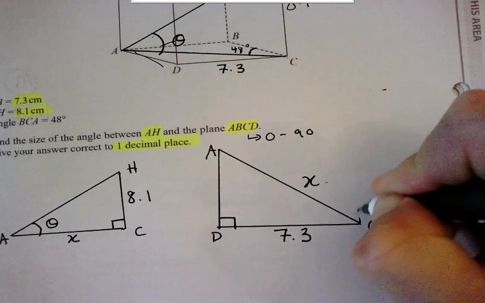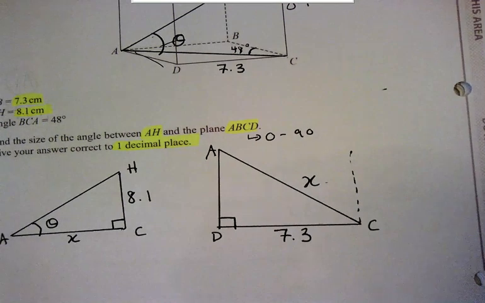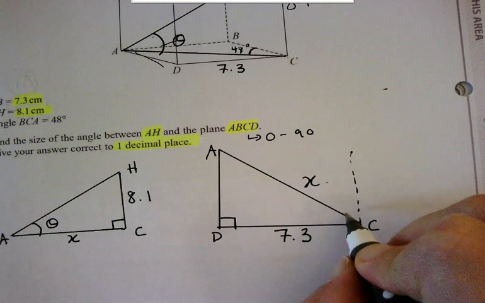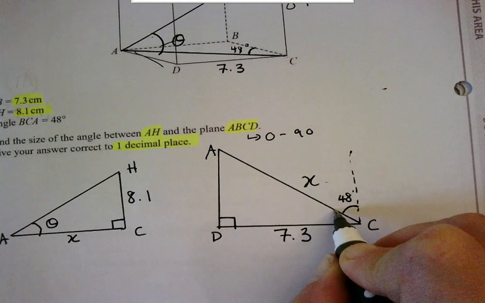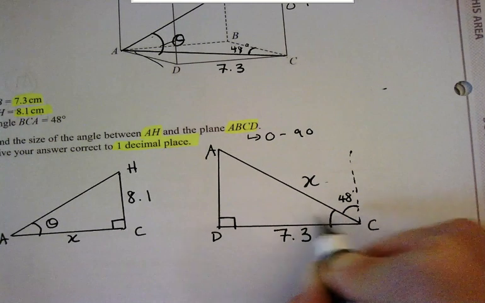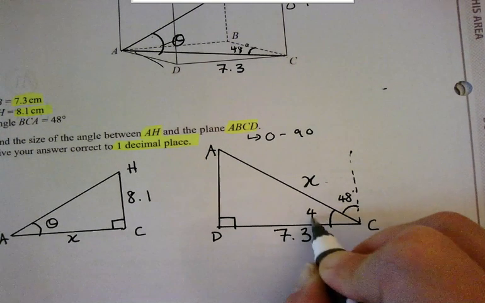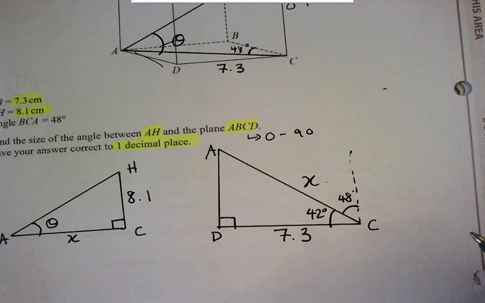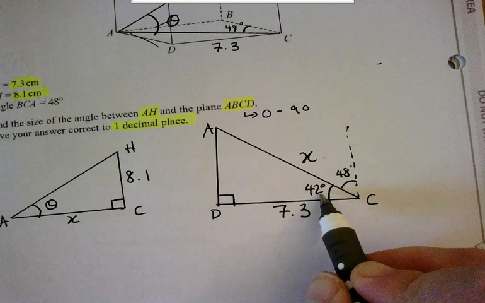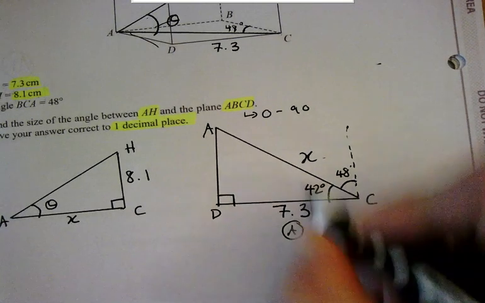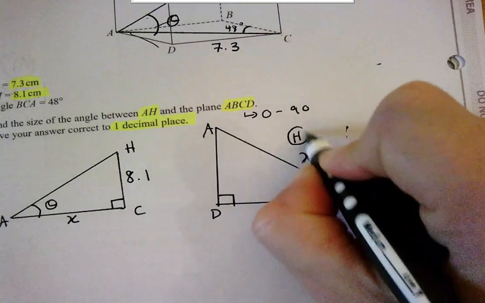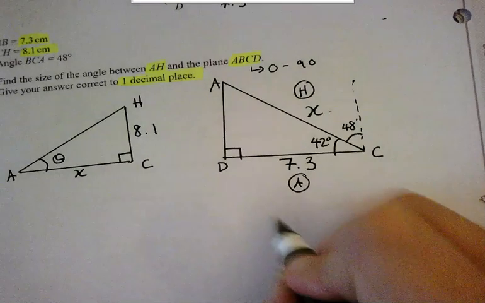I know that angle ACB is 48, so this angle is 48, which means that this angle, this is 90 degrees, so they add to 90, this would be 42 degrees. So I've got 7.3, 42, I've got enough information now to find this. I've got the adjacent and the hypotenuse, so I can use CAH.